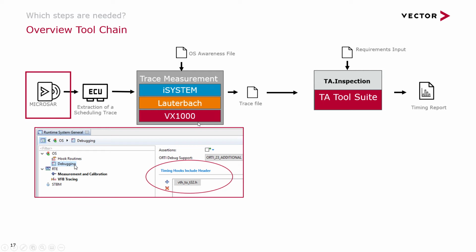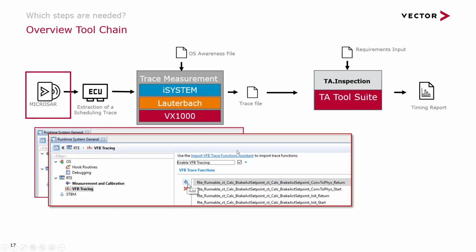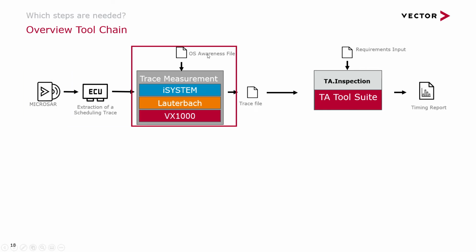Okay, so we have included the header now for the respective measurement solution that we want to use. So as a next step, we would then need to enable the VFB tracing. First of all, this can be found also in Runtime System General, RTE, VFB tracing, and additionally to enabling it, you will now need to activate the start and return hooks for every runnable that you're interested in. After that, you need to regenerate your DaVinci project and you will get a new OS awareness file. This OS awareness file needs then to be integrated by the respective timing measurement solution.